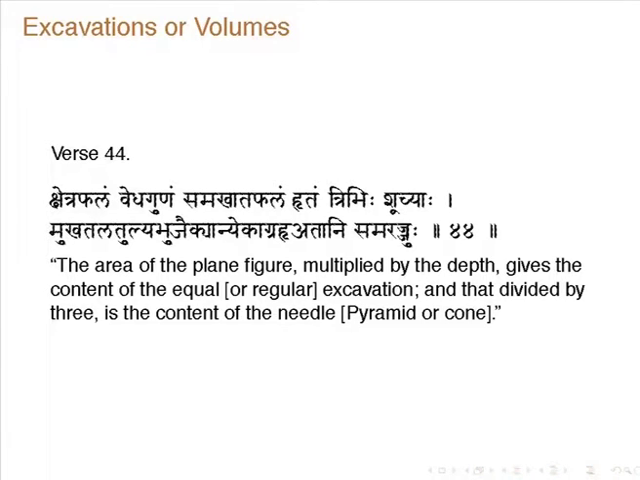Okay. So the next topic he will discuss is excavations or volume. He talks about the calculations of various kinds of volumes. He says in verse 44, Kshetrapalam Vedagunam Samakatapalam Hrutam Tribihi Shuchyaha Mukatala Tulya Bhujayakyanyeka Grahrutani Samarajjuhu. The area of the plane figure multiplied by depth gives the content of the equal or regular excavation, and that divided by 3 is the content of the needle or pyramid or cone.